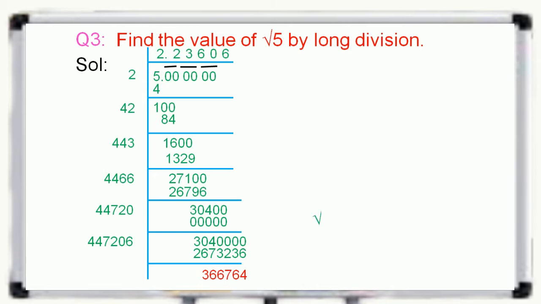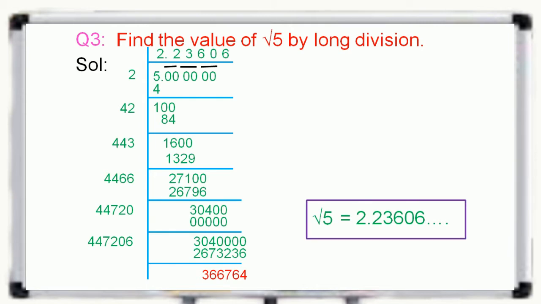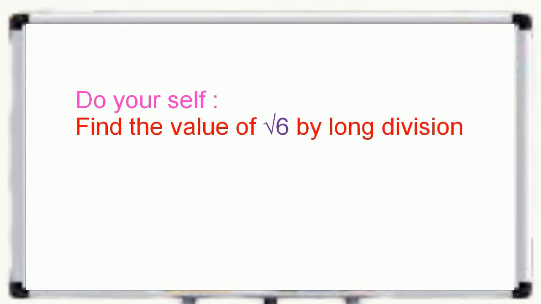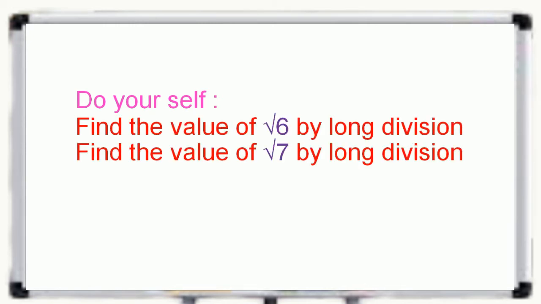And also the quotient is non-terminating and non-repeating. Square root of 5 is equal to 2.23606, so on. So like this you have to do some more square roots of numbers. So do it yourself: find the value of square root of 6 by long division, and also find the value of square root of 7 by long division. Find the value of root 8.